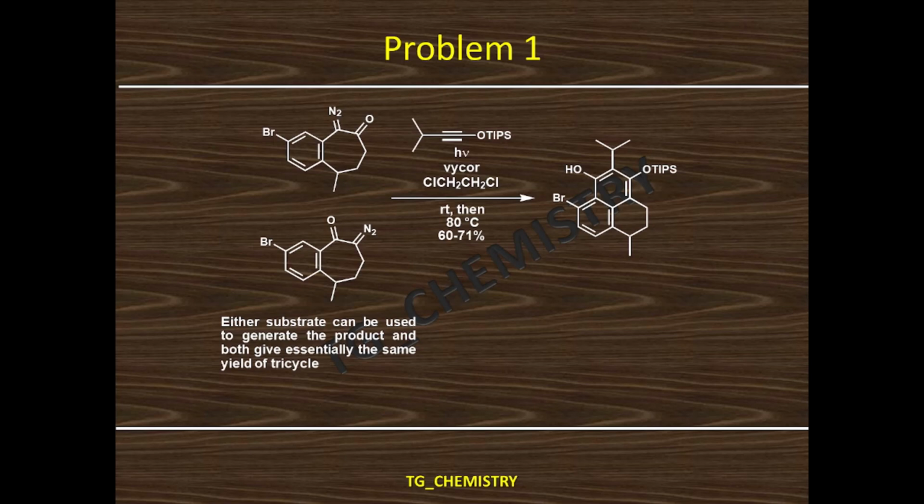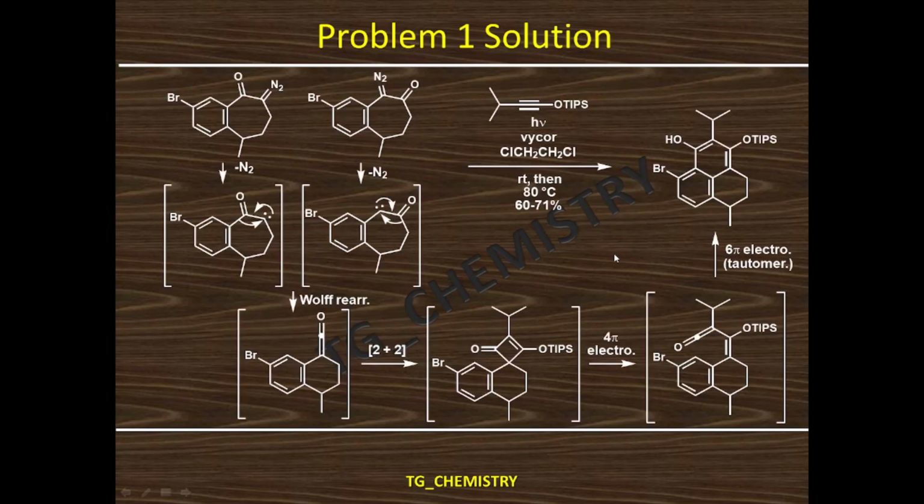So how the reaction can proceed, we will look at that. Here it says that either substrate can be used to generate the product, and both give essentially the same tricyclic product, which is eventually the dihydrophenylene. Okay, so let's see how the reaction can proceed.